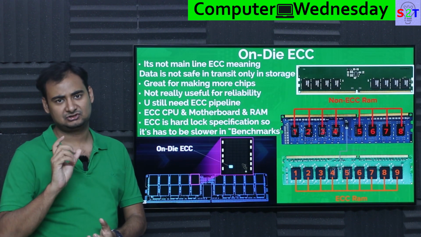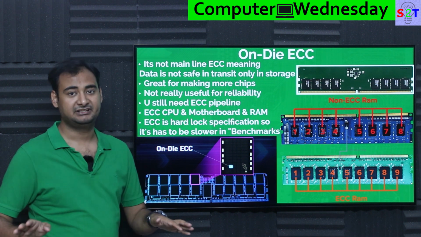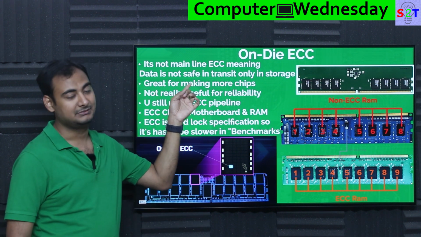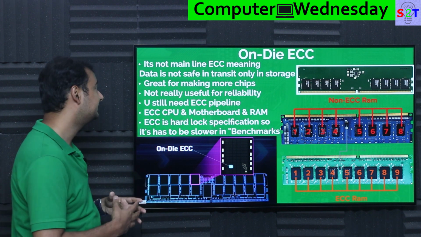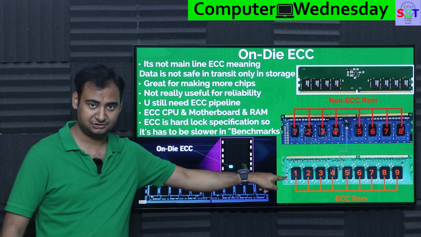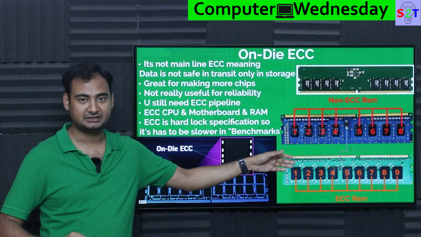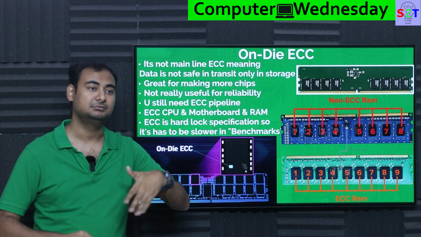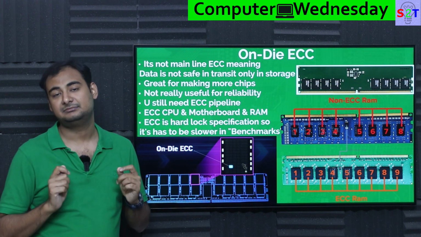So one spicy topic is on-die ECC. Now let me be very clear about it. It does not classify as what we call mainline ECC. What does that mean? It simply means your data is safe when it's in the chip. That's great. But when you are transiting it, taking the data away from the chip and sending it through the whole pipeline to the processor, during this time data can flip.